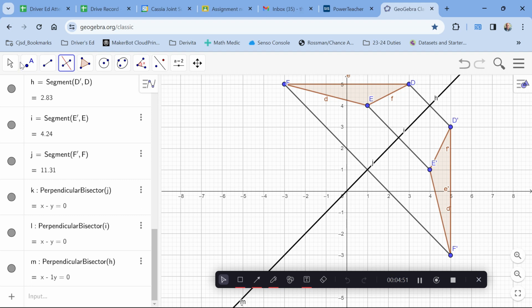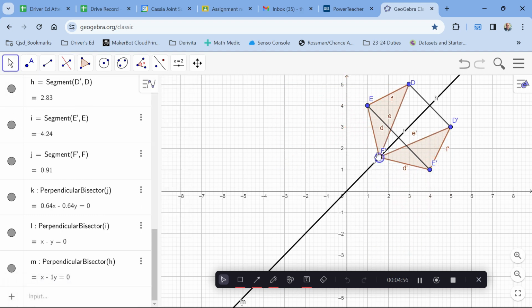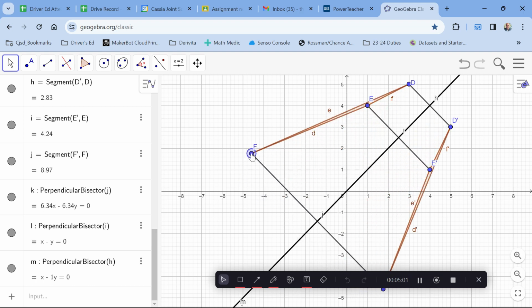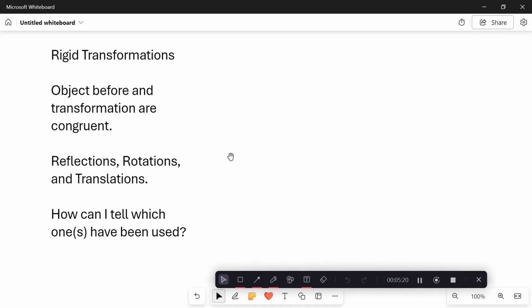And it really doesn't matter how you change the triangle, or where you change the points to, because that is how the transformation is done. The transformation is done such that the line of reflection becomes the perpendicular bisector of all the corresponding points of the pre-image and the image. Okay, so let's put that down here. Here we go. I'm going to put a little note here.